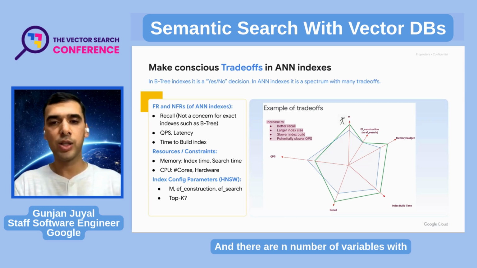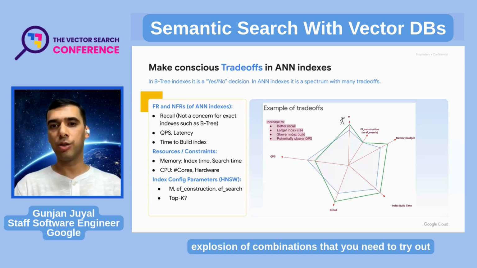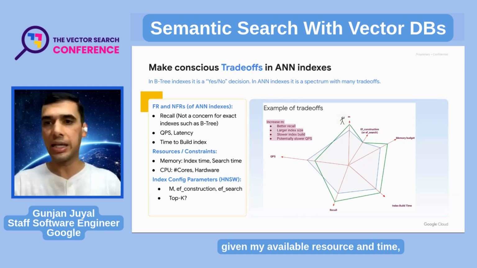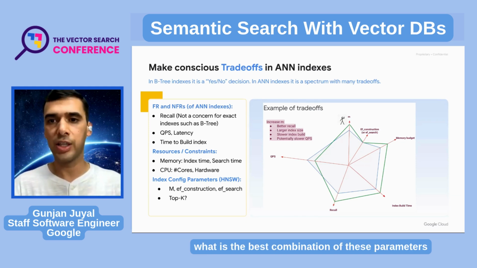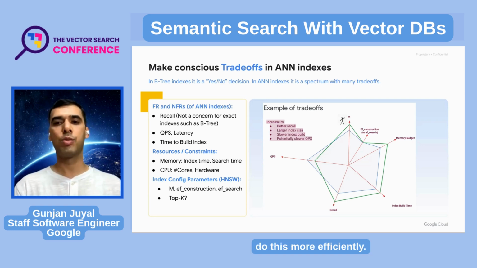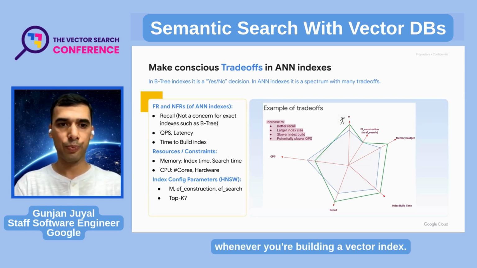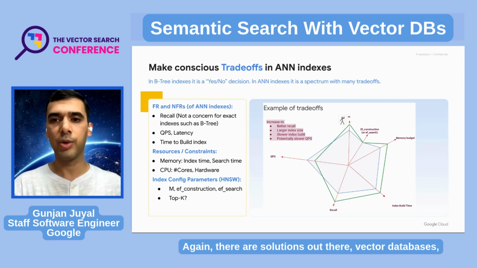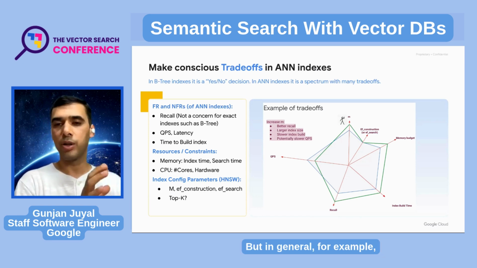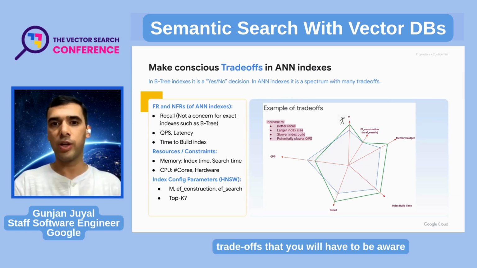And there are n number of variables with a combinatorial explosion of combinations that you need to try out, when you need to figure out, given my available resources and time, what is the best combination of these parameters that I should use. We'll take a look at some techniques that you can use to do this more efficiently. But yeah, this is a very important step whenever you're building a vector index. Again, there are solutions out there, vector databases, which abstract out some of these things. But in general, for example, with Postgres or some other databases, we typically encounter some of these trade-offs that you will have to be aware of.